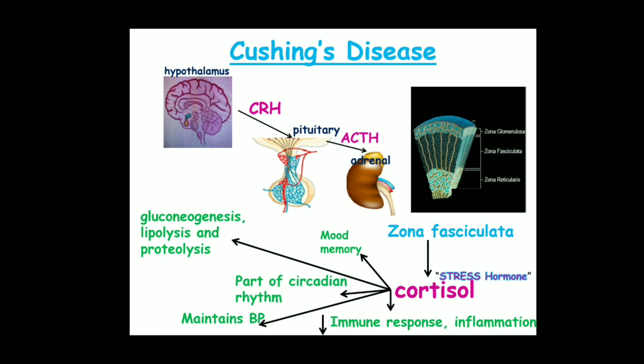The functions of cortisol include, in stress, gluconeogenesis, lipolysis and proteolysis. It produces new glucose molecules and breaks down lipids and proteins. It also has a role in mood and memory of the person. It acts as a part of the circadian rhythm. That means in the morning cortisol level peaks and gives you a wake up alarm. Get up, go. And again it maintains BP.